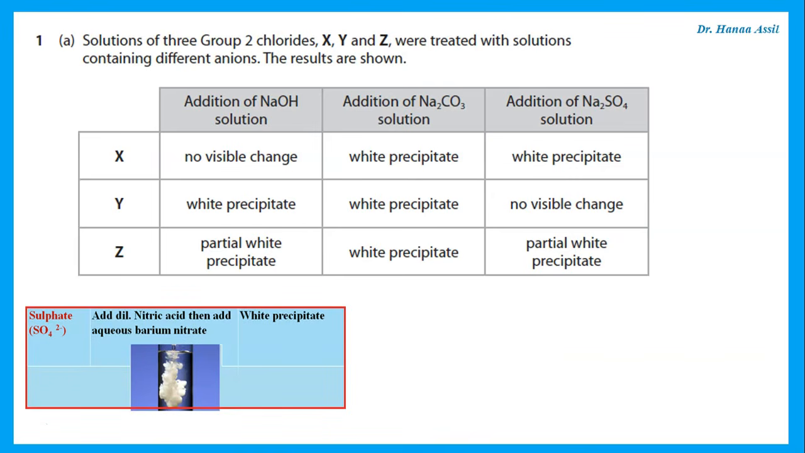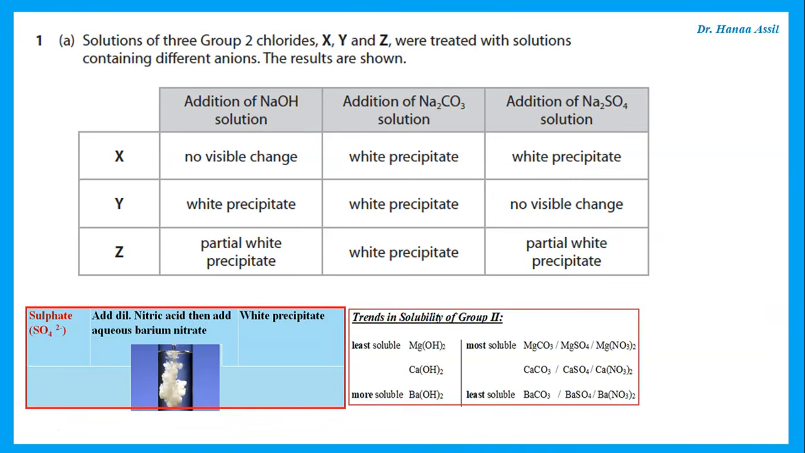We have X has a white precipitate with sodium carbonate and with sodium sulfate. That means the one that gives a white precipitate with sulfate is the barium ion. So first of all, X is the barium ion, and we should keep in mind the trend in the solubility of the different compounds of group 2.